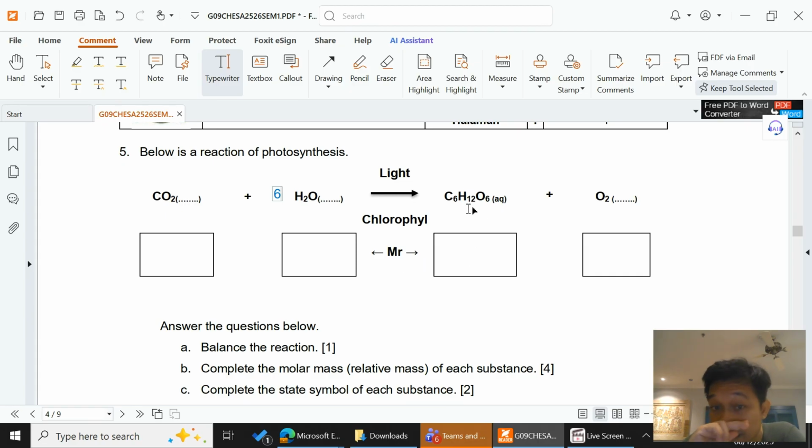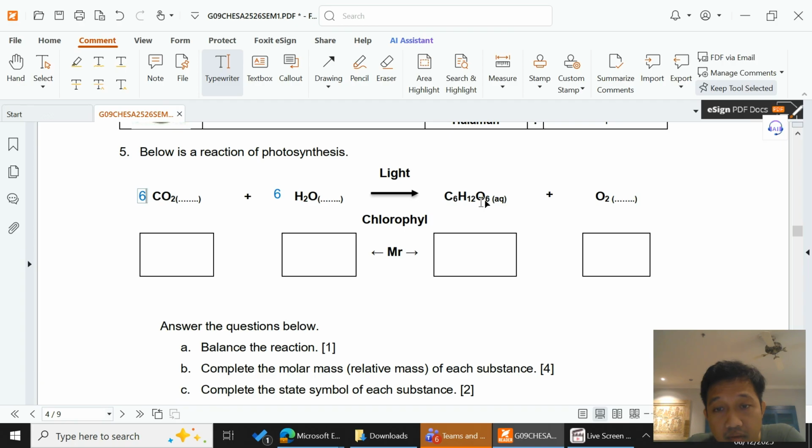Now we cannot change the number of C because we don't want to change this 6 into another number. So we keep the C. C is 6 on the right side. That means on the left side, we have to multiply the C with 6, 6CO2. Now, oxygen is left alone. We just need to find out how many oxygens. On the left, 6 times 2 is 12, plus 6 oxygen, that means 18 oxygen on the left.